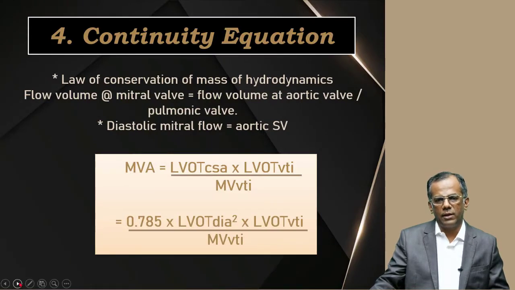Now, the fourth modality of evaluating mitral valve area is continuity equation. It is based on the law of conservation of mass of hydrodynamics, which basically says the flow volume at the mitral valve is equal to the flow volume at the aortic valve or the pulmonic valve. It is derived from the formula: mitral valve area is equal to the cross-sectional area of the LVOT into the VTI of the LVOT divided by the mitral valve VTI.